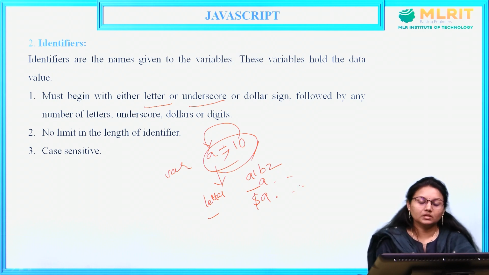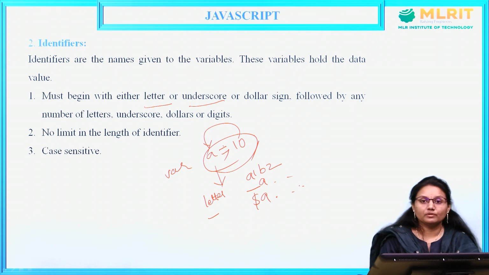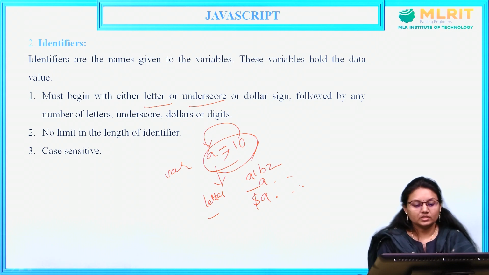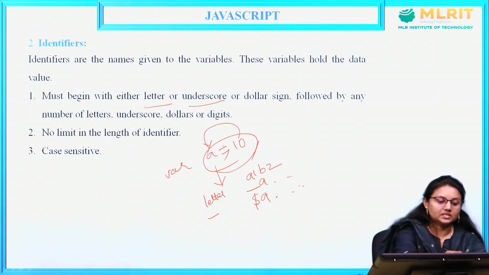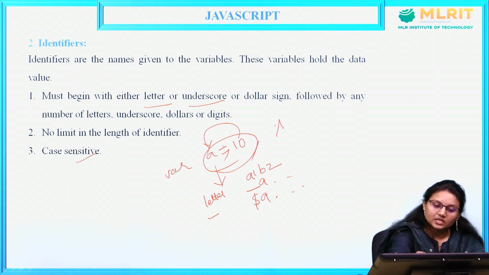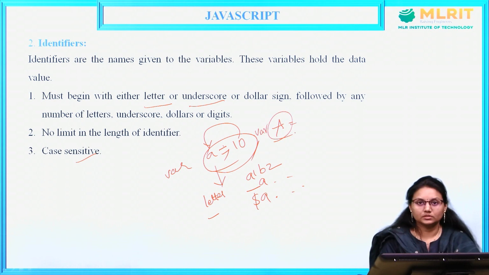So there are conditions or rules that have to be followed for creating identifiers in JavaScript. There is no limit on the length of an identifier, but it should not start with a number. It should not start with any special character other than underscore. It is also case sensitive. If you are using a, use a everywhere. If you are writing a equals, use capital A only. So that is case sensitive.